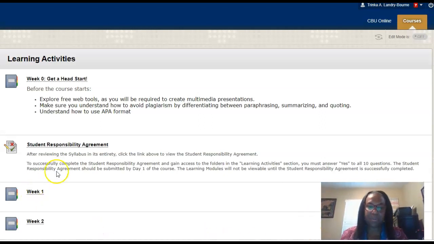So you do have to complete your student responsibility agreement. It's really important that you review and complete that. If not, you will not have access to your learning activities for each of the weeks.